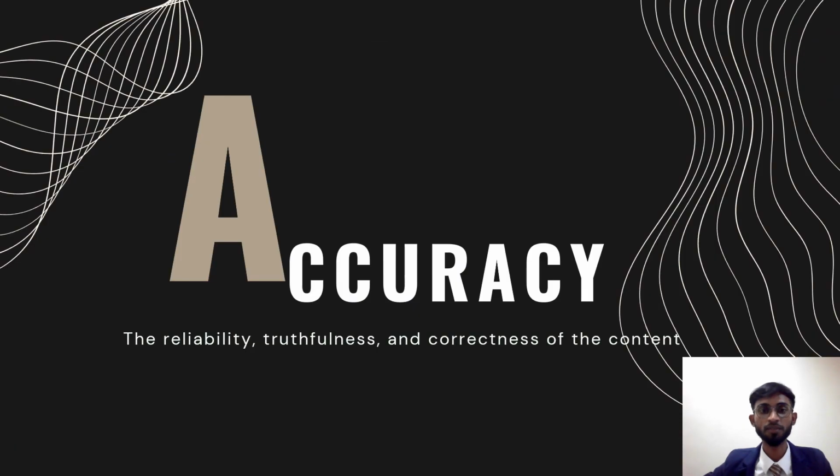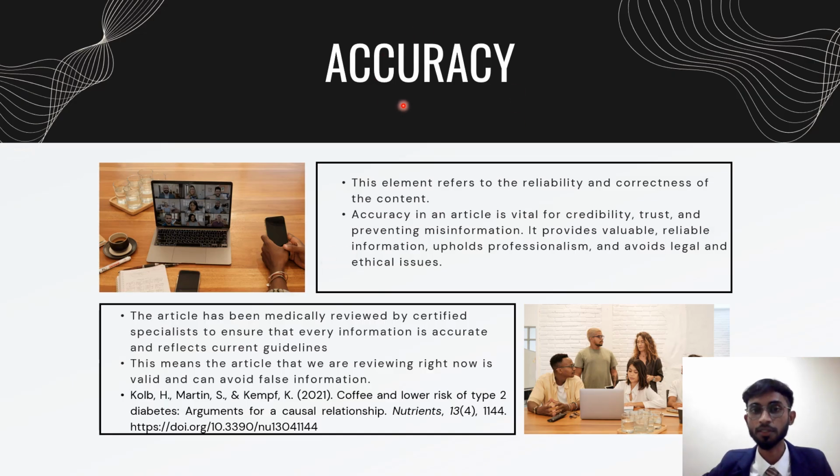The fourth element is A again, but this A stands for accuracy. So we are going to look for the reliability, truthfulness, and correctness of the content. Accuracy refers to the reliability and correctness of the content. Accuracy in an article is vital for its credibility, trust, and preventing misinformation. It provides valuable, reliable information, upholds professionalism, and avoids legal and ethical issues.